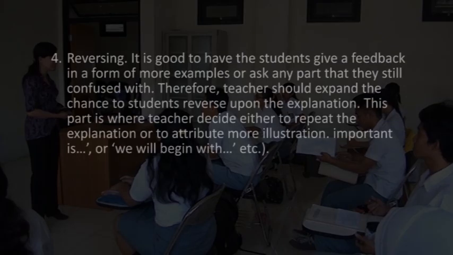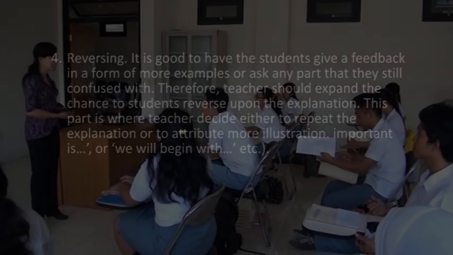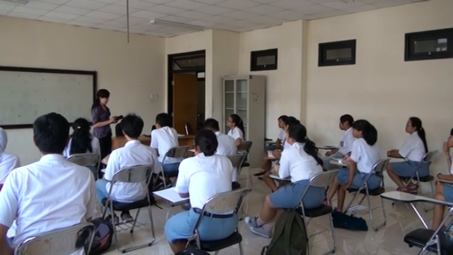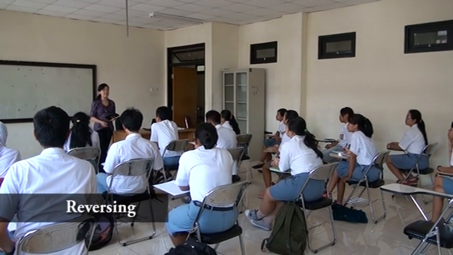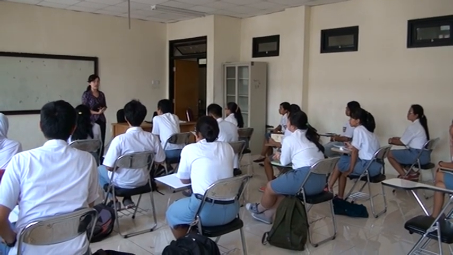Yes. The fourth is reversing. It is good to have the students give a feedback in form of more examples or ask any part that they still confused with. Therefore, teachers should expand the chance to students reverse upon the explanation. This part is where teachers decide either to repeat the explanation or to attribute more illustration. So recount text is a text which tells us about the events that happened in the past for the purpose of informing and also entertaining.